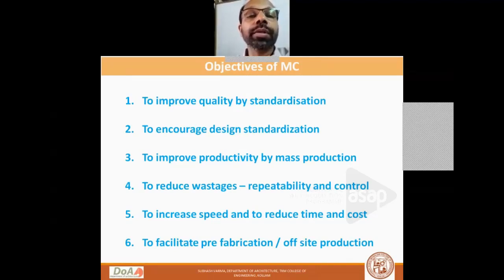And also this modular coordination has the objective to facilitate prefabrication or off-site production. This off-site production is possible because all the modules are pre-designed. So you can construct the modules in the factory and transport them to the site, and you can assemble them there with the help of a program.